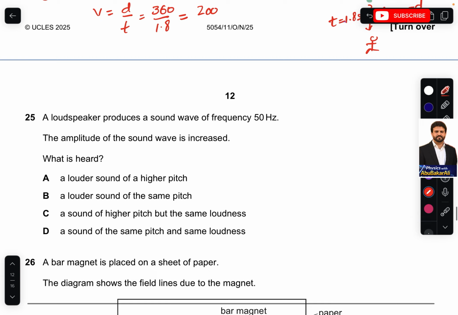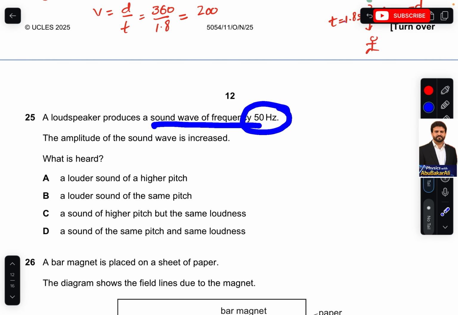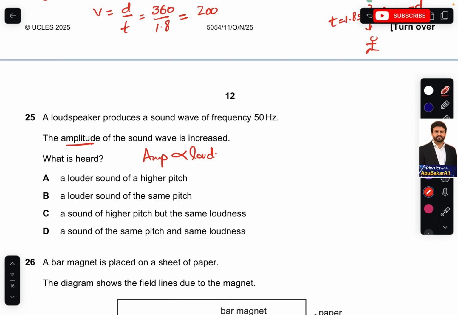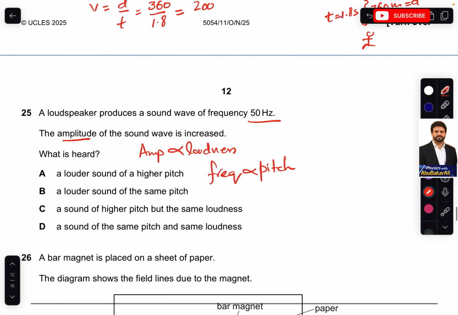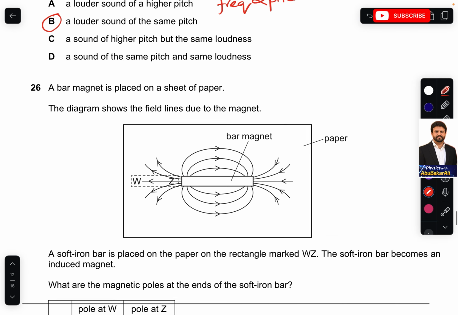Question 25. A loudspeaker produces a sound wave of frequency 50 hertz. The amplitude of the sound wave is increased. What does he hear? So amplitude you have to keep in mind is directly proportional to loudness. And frequency is directly proportional to pitch. As the amplitude is increasing, the sound will be louder, but frequency remains the same, so pitch remains the same. So it's option B, a loud sound of the same pitch.